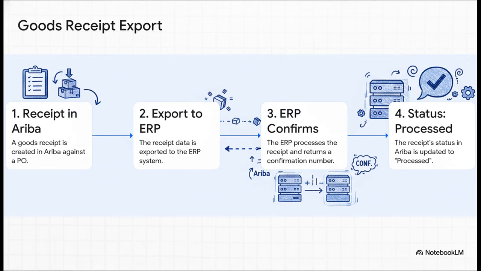Okay, so the order was sent, and now the goods have arrived at the loading dock. The next step is for someone to log that receipt in Ariba. As soon as that happens, Ariba packages that info up and exports it to the ERP. The ERP processes it, creates its own receipt record, and sends a confirmation number back. Ariba then updates its status to processed. This is how you make sure both systems agree that the stuff has actually been received.